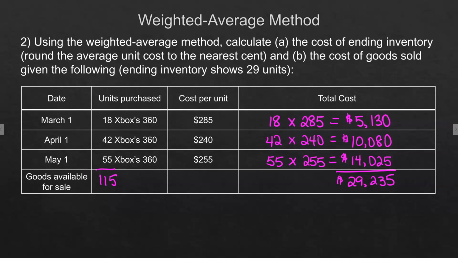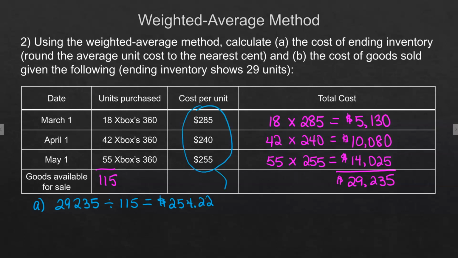So now we're going to take that for part A to find the cost of ending inventory, and we have to find the average cost of the X boxes. So we're going to take the $29,235 and divide it by 115 and round it to dollars and cents. The average cost is $254.22. This is just like a weighted average, which we've done before, right? That's what this is. So $254.22 is the unit cost.